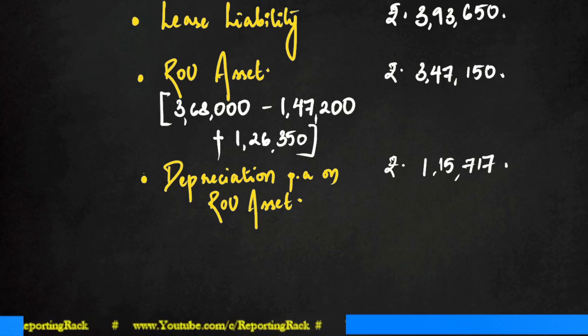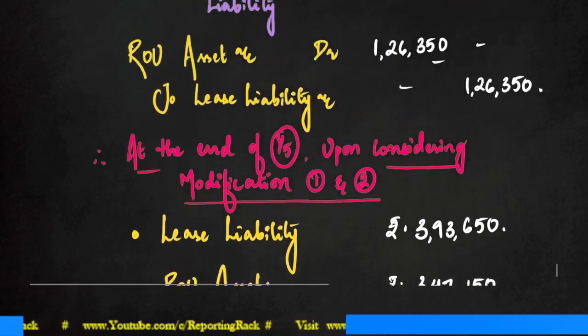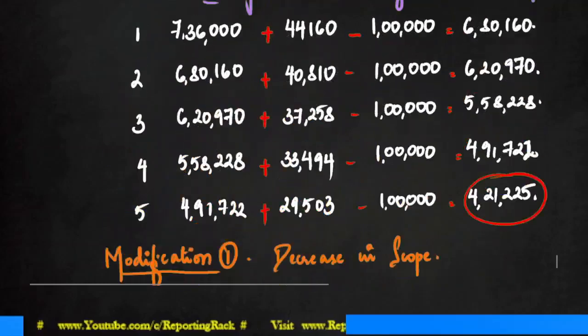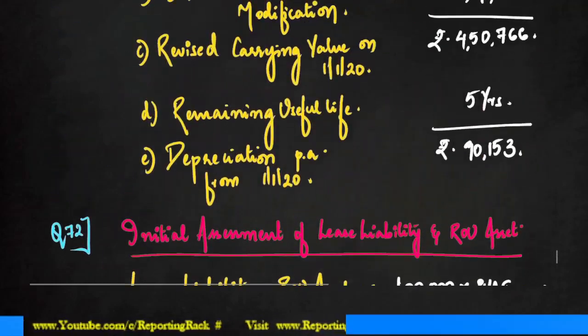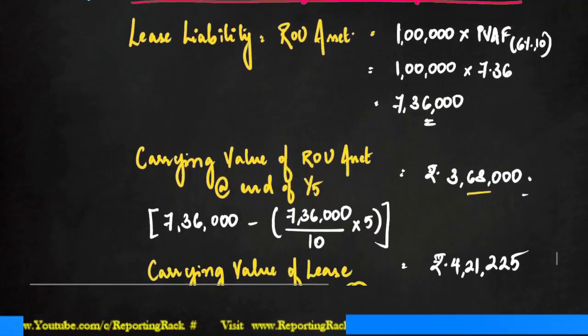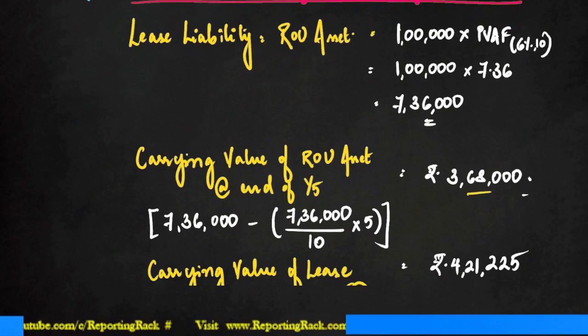That is the last question of IND AS 116 where I had 2 modifications together. So what did I do when I had 2 modifications together? First, I assessed the original value. It was 1 lakh of lease payment made over 10 years. It is discounted at the rate of 6%. So the value of ROU asset and the lease liability initially are measured at 7,36,000.